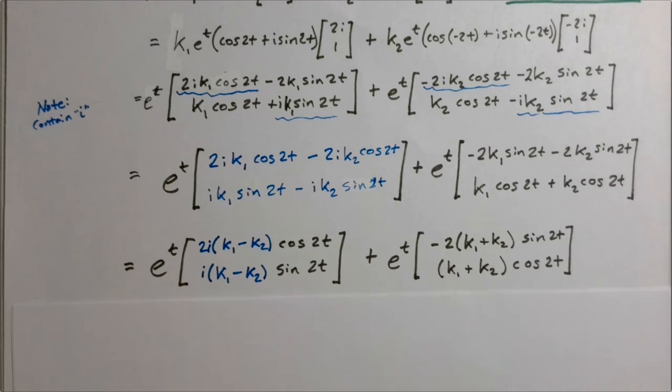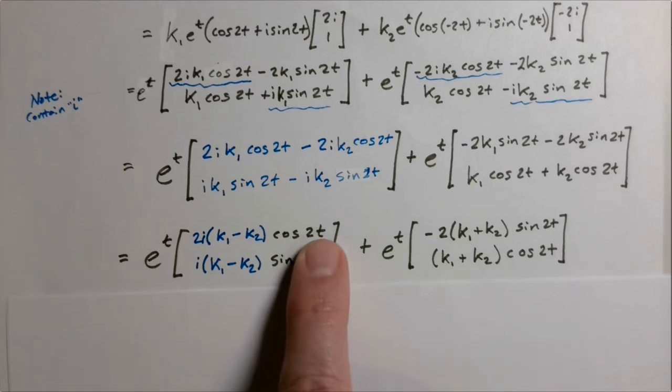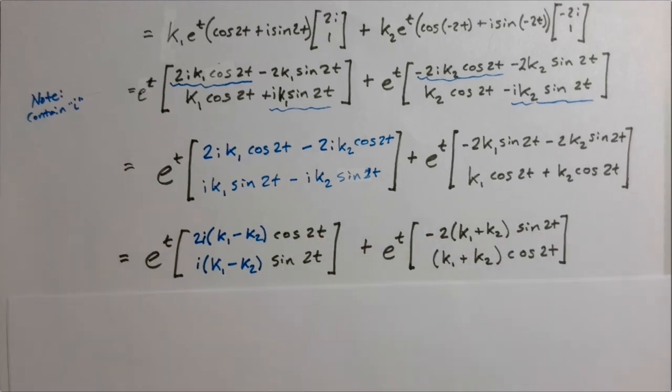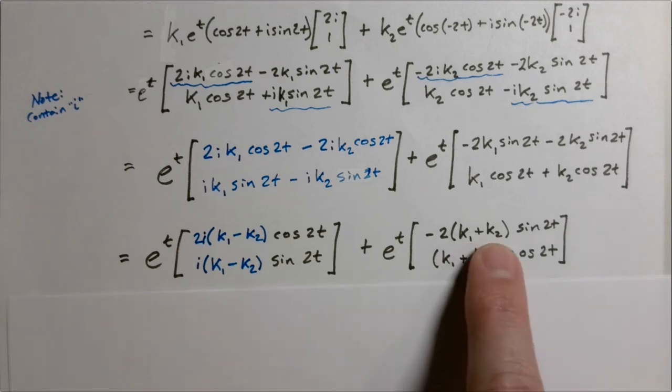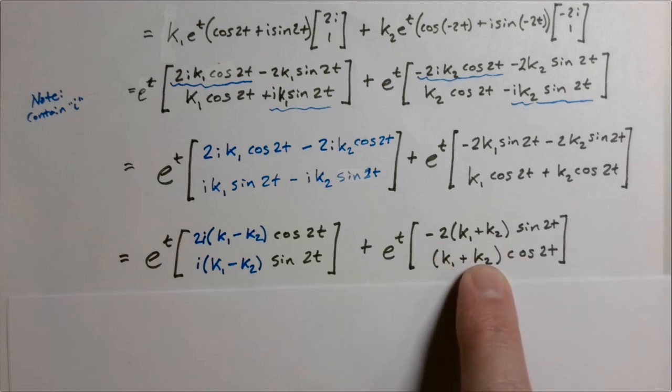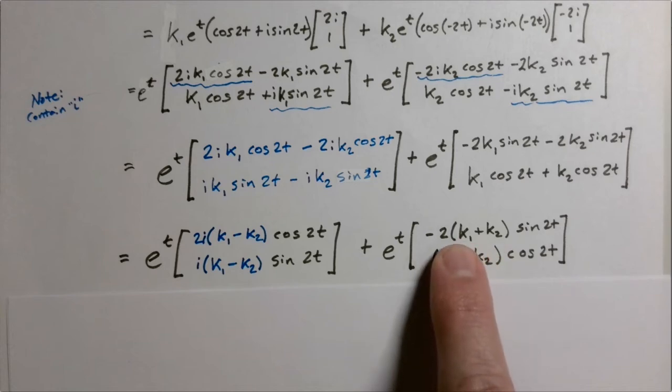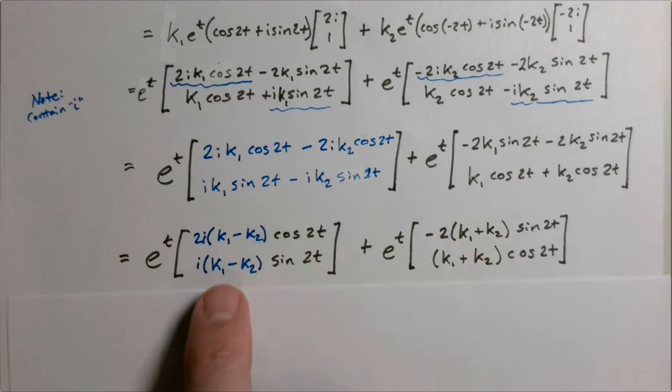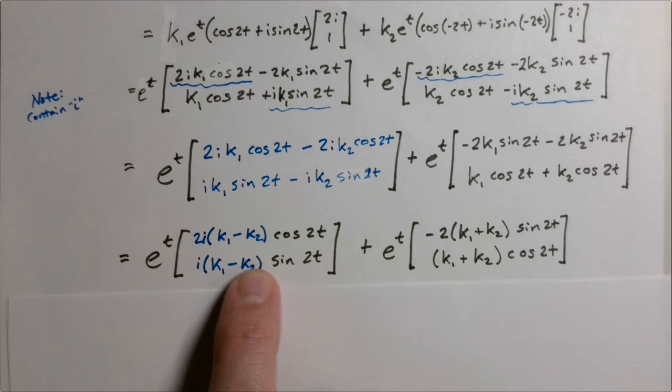Now at this point, it looks like we have just a cosine term and a sine term in the top, and a sine and a cosine term in the bottom. The other thing that's worth noting is up here we have k1 plus k2 times negative 2, and in the bottom k1 plus k2. So whatever this constant is, the top is just negative 2 times it. Over here, i times k1 minus k2 appears down here, but 2 times that appears in the top.